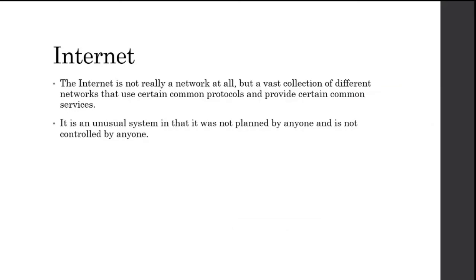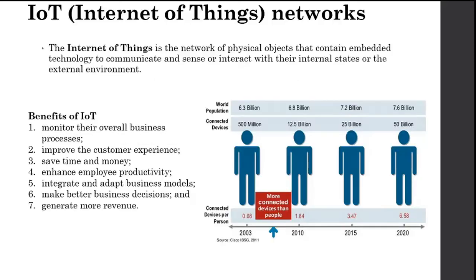The internet, of course, is not really a network, but a vast collection of different networks. They use common protocols and provide certain common services. It is an unusual system in that it was not planned by anyone and is not controlled by anyone. And this is why the internet is more reliable for any user that wants to access it and do whatever they want.